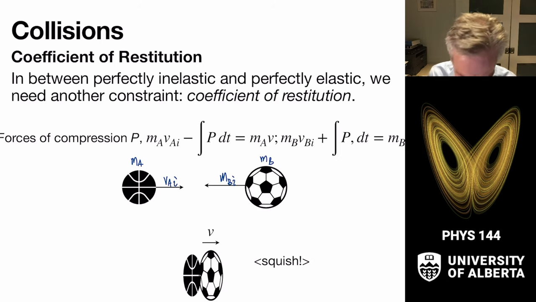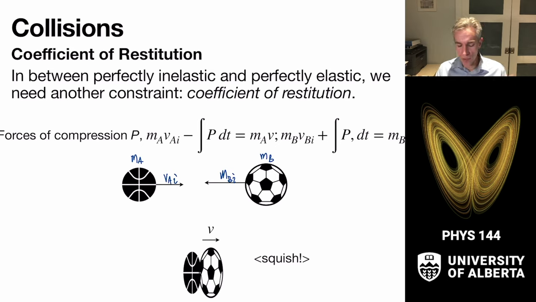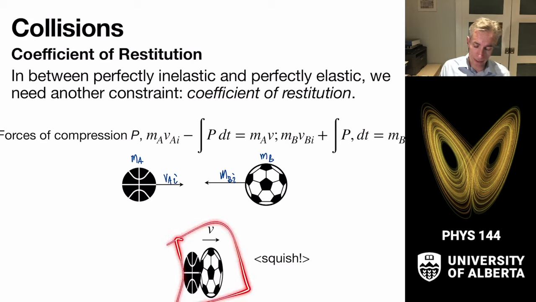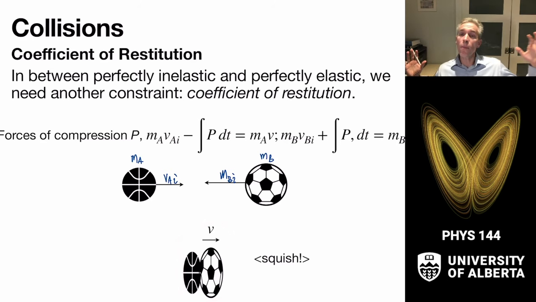And what's going to happen is these particles are going to squish together, and then the impulses of all the forces inside the basketball are going to push together and slow down this initial momentum to a point where it's traveling at some unknown speed v. Similarly, the forces inside the soccer ball are going to squish down and slow down the soccer ball, plus the impulses, to get it moving at a velocity v.